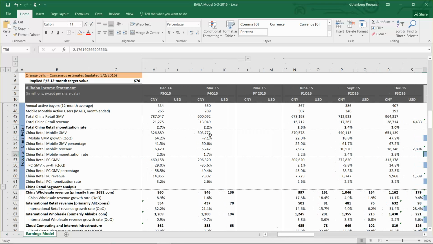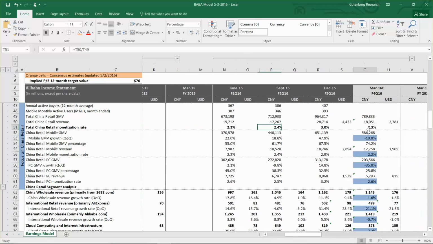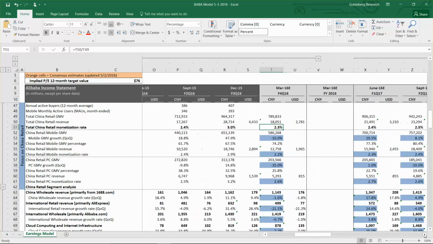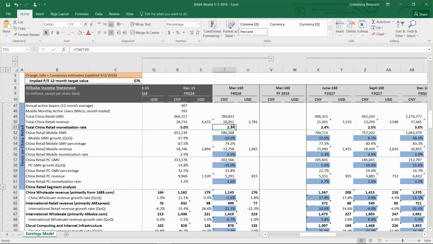So for example, you can see that the total China retail monetization rate for March of last year was 2.2%, and in our model for next quarter, we're projecting a 2.3% monetization rate. That is how you want to look at the overall trends. You compare them year over year or quarter over quarter.